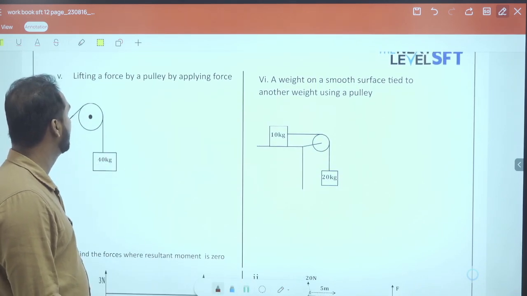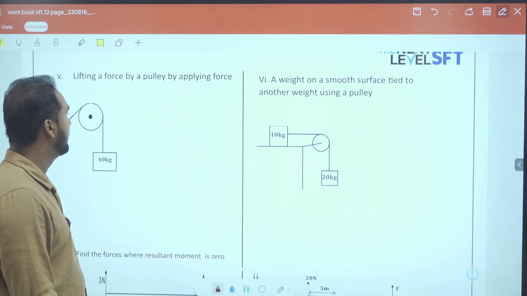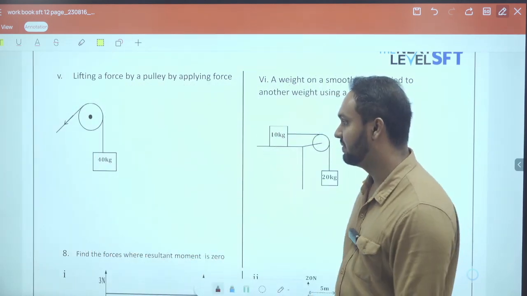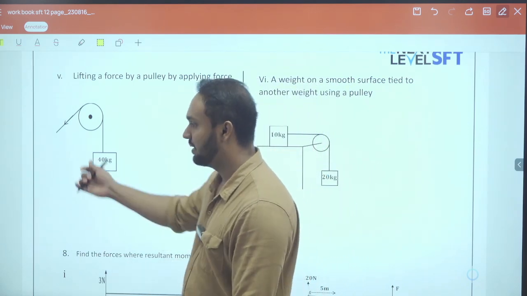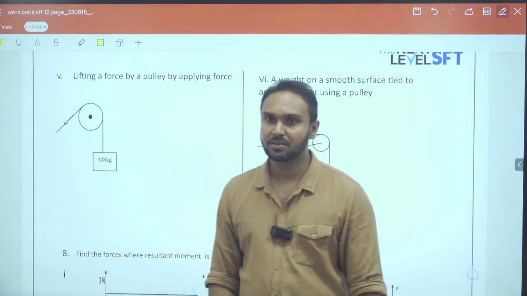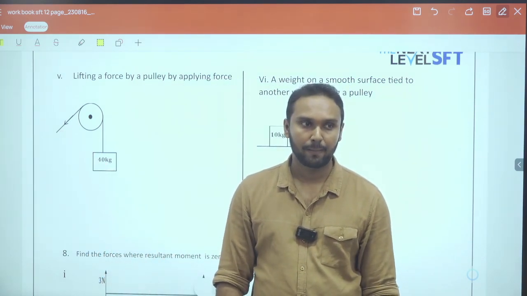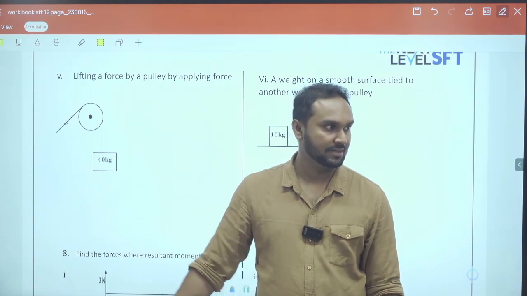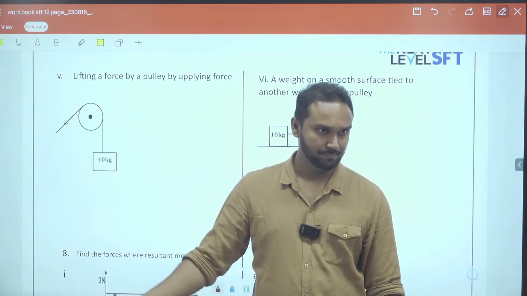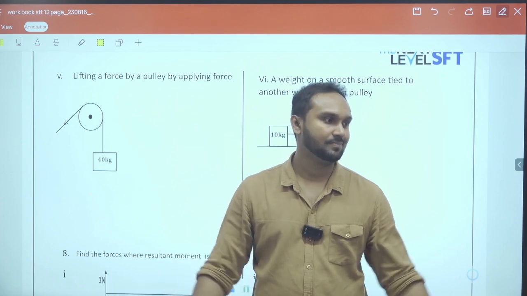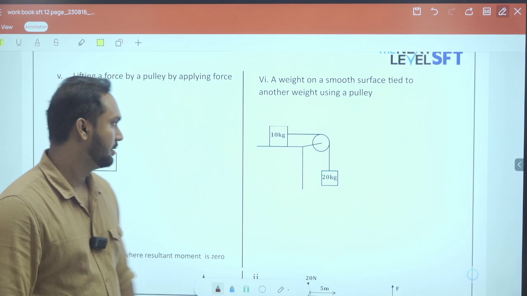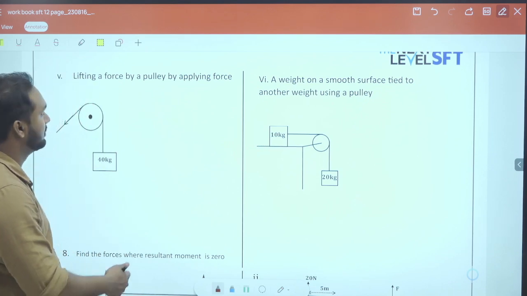Lifting a weight by a pulley by applying a force. Right. You are to lift this weight by applying a force. So how much tension would come to the rope? No acceleration. You are just holding it. Right. Make a holding now.